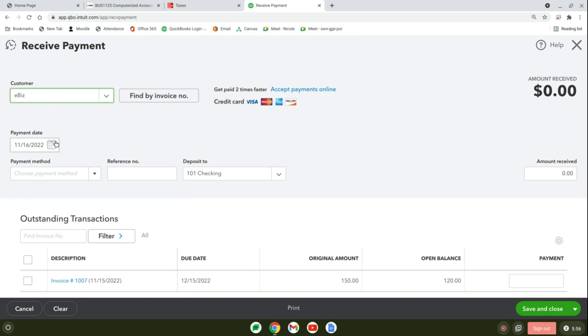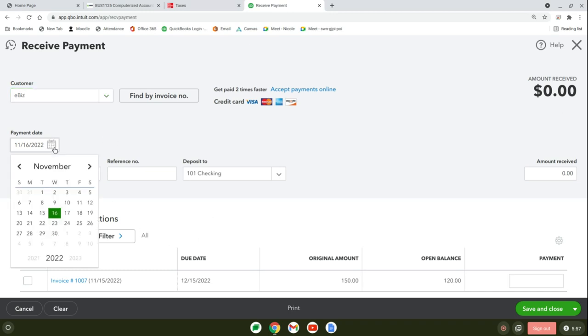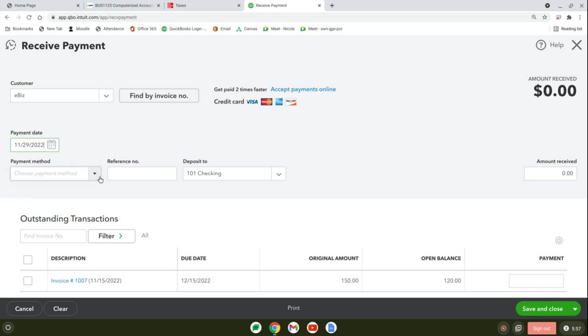So the date is, is it really 11/29? We skipped all the way to 11/29? Oh, it is. All right. So it's 11/29. Maybe we went on vacation because we really skipped ahead. Okay. So 11/29. Let's see if they give us information.